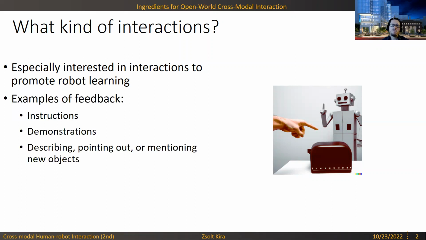There are lots of different types of feedback that we can think about. For example, natural language instructions that a human can give, or actual demonstrations, or natural language descriptions of new types of objects or categories or environments that a robot may need to learn about.